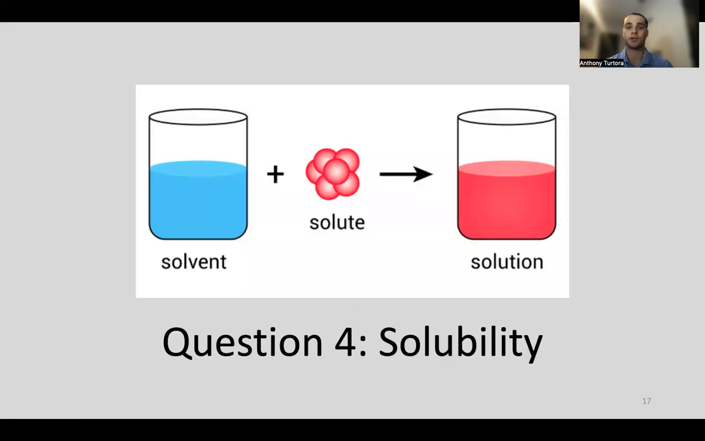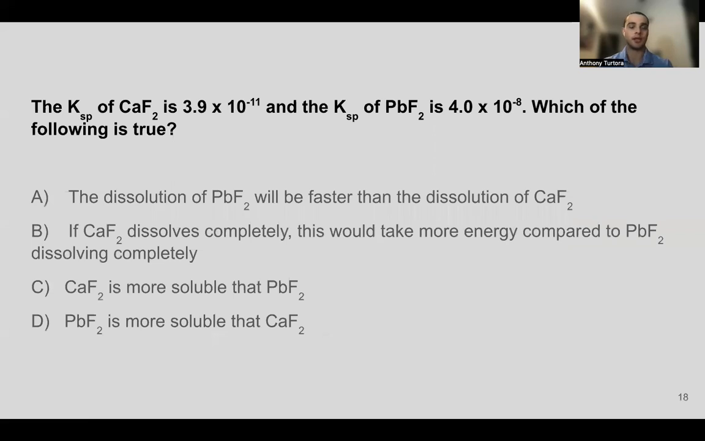All right, now question number 4 is solubility. I will let everyone read this question to themselves and pause the video, and we will discuss. All right, so the question states the Ksp of CaF2 is 3.9 times 10 to the negative 11th, and the Ksp of PbF2 is 4.0 times 10 to the negative 8th. Now, which of the following is true?